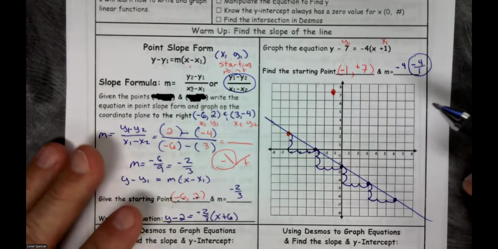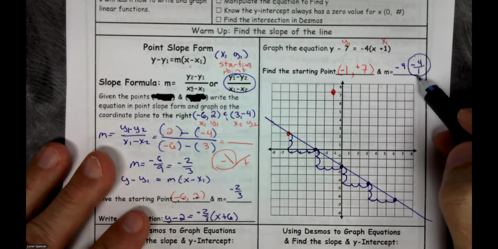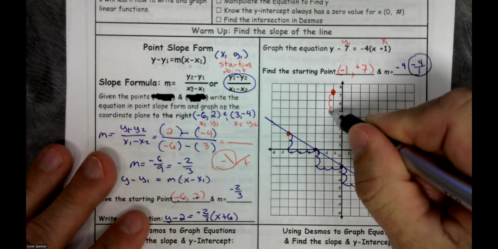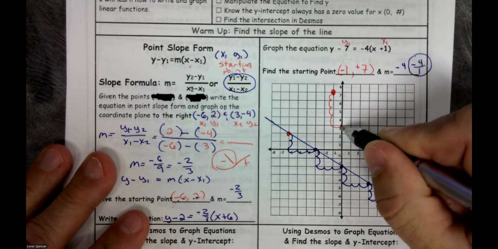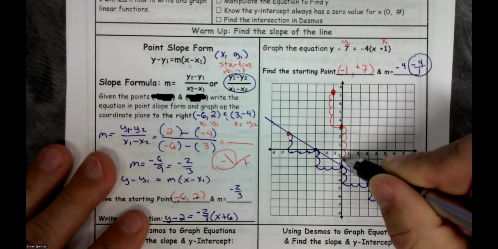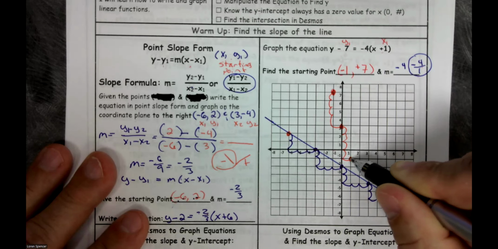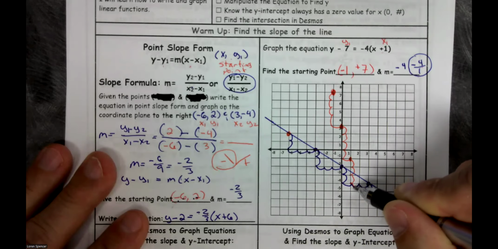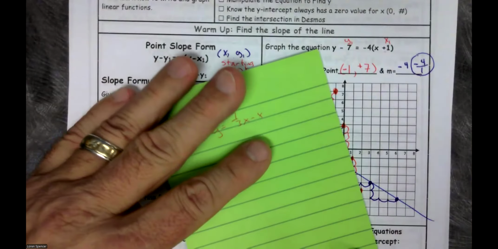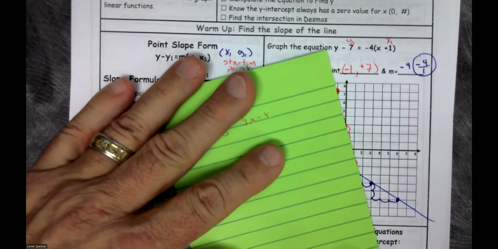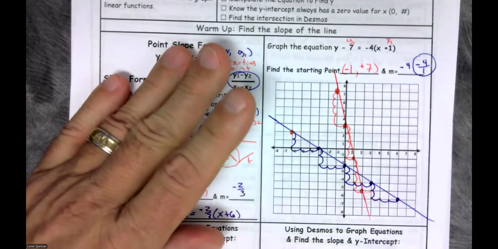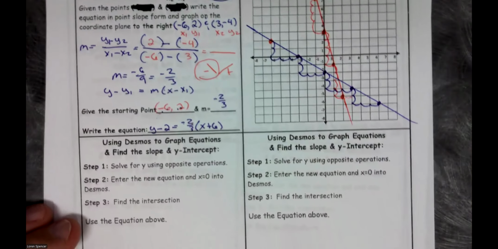And they call it the starting point because that's where you start. And then we have negative 4 over 1. So I'm going to count down 4: 1, 2, 3, 4, and over 1. Do it again. 1, 2, 3, 4, and over 1. And one last time. 1, 2, 3, 4, and over 1. All right, connecting those dots. Something like this. All right, now we've gone over point slope form.